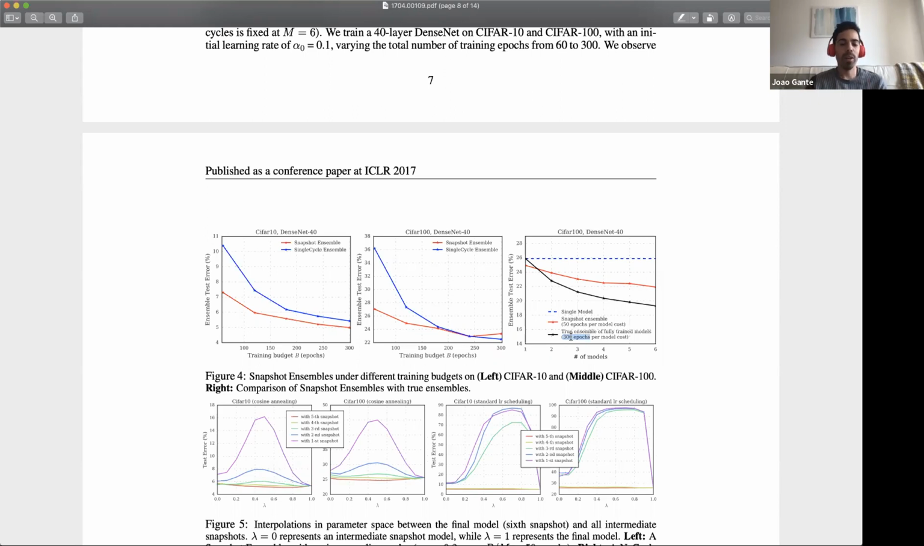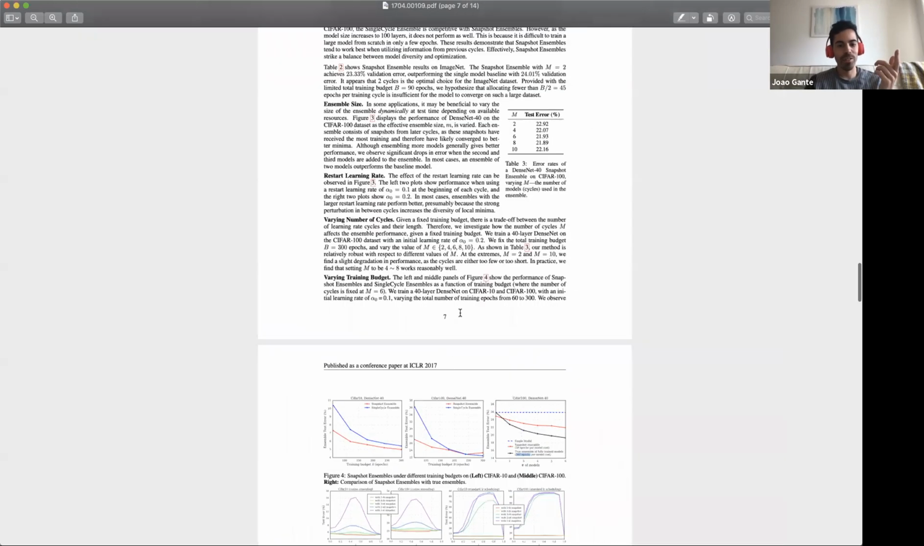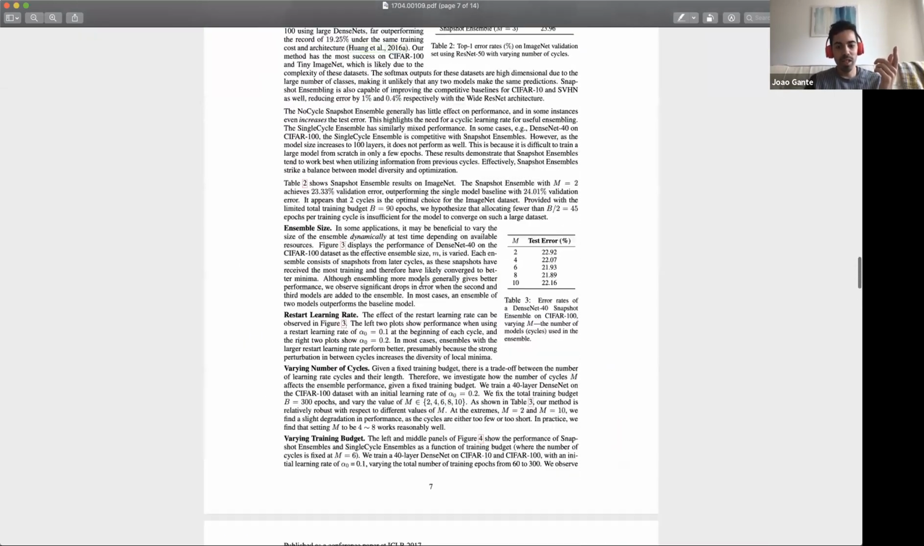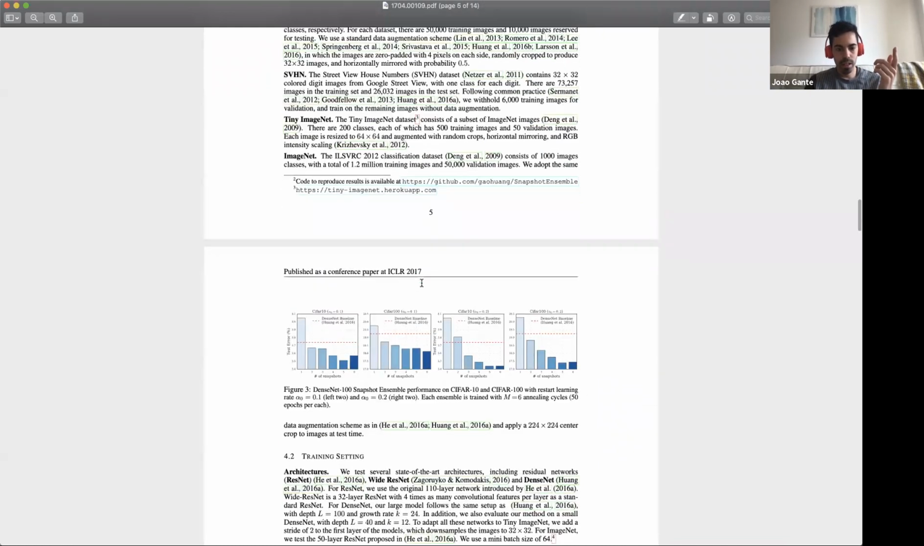Why am I going so hard on this? Because if you read the page before, actually figure 3, as we discussed before, we know that the first members of the snapshot are concerned with getting into the correct area of the loss landscape. And they always compare snapshot ensembles and the normal ensembles, giving the same separation of training budget. So if we have 300 epochs, we divide both cases by 6.